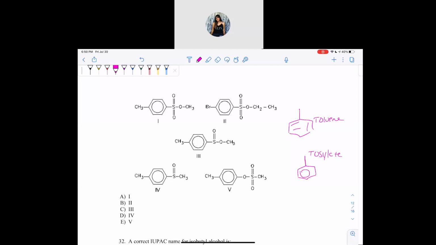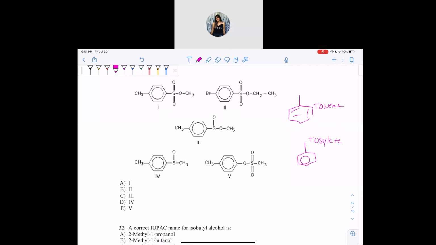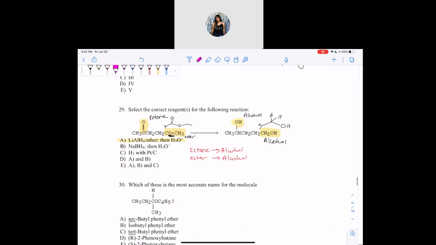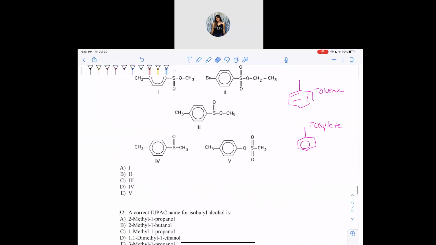All right. Okay, so I see where you guys chose 3 from. So let's talk about it. The biggest thing that we have to remember is that a tosylate group is going to look like S, O, O, O, R group.